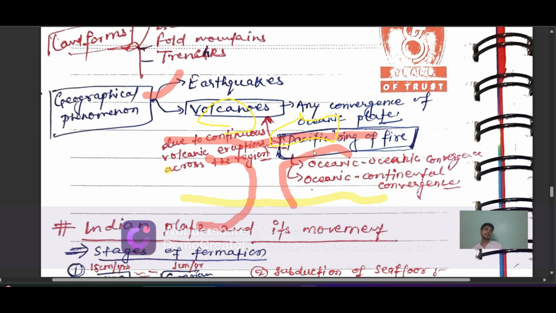So there you can see the Pacific Ring of Fire. The Pacific Ring of Fire is a complete circle in the Pacific Ocean. And why this region is called the Pacific Ring of Fire? Because continuous volcanic eruptions are taking place across the region.